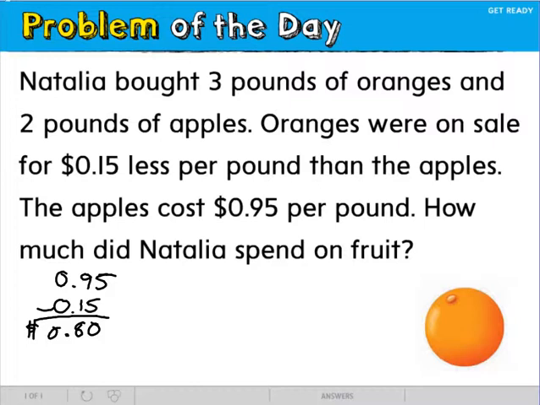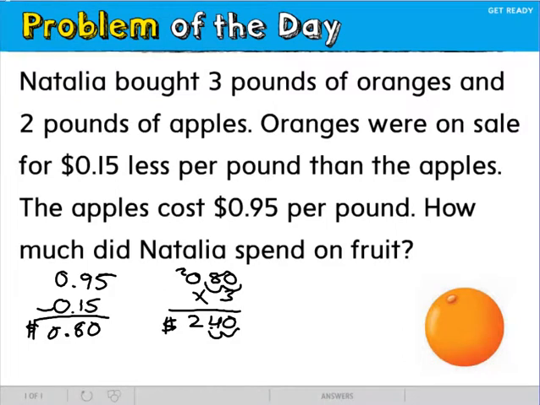So I need 80 cents times 3. 3 times 0 is 0. 3 times 8 is 24. 3 times 0 is 0 plus 2 is 2. I have 2 decimal places, so I need to go 2 decimal places. Alright, so that gives me $2.40.